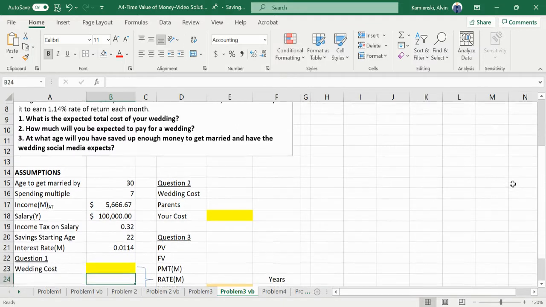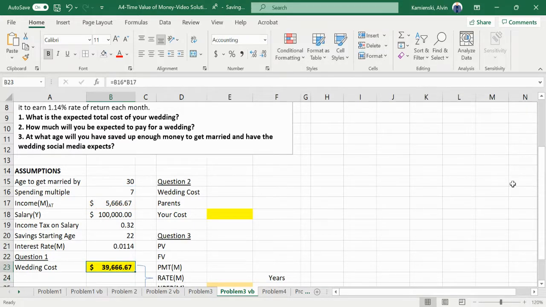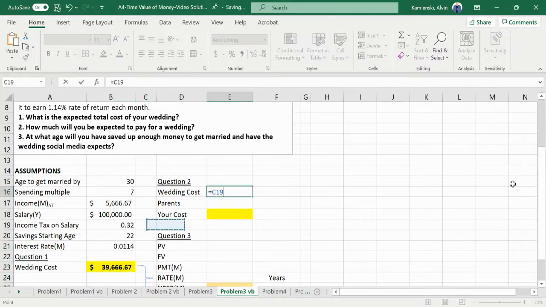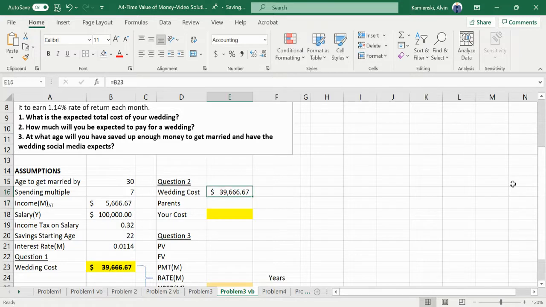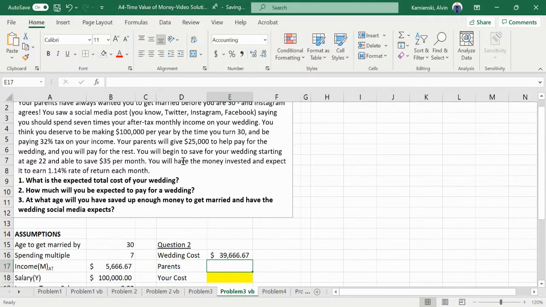What we can then do is determine the cost of the wedding as being a multiple of that $5,666 number. And so we've got up to, call it, just short of $40,000 to spend on the wedding. So if that total wedding cost is just short of $40,000, now we need to figure out how much we will have in the future versus what our parents are going to deal with.